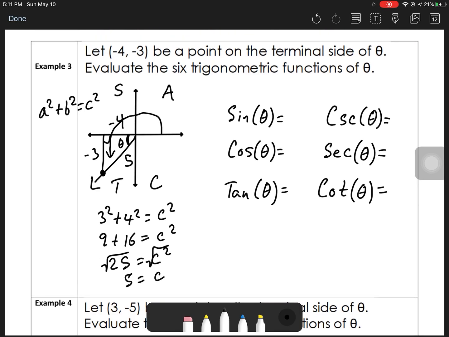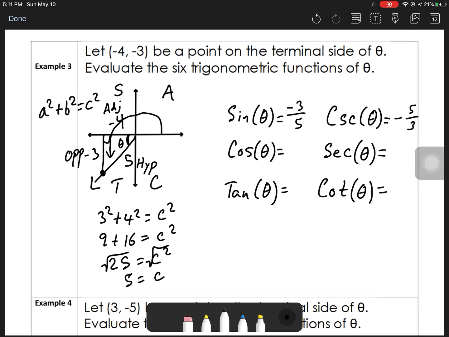So the sine of theta, sine is opposite over hypotenuse. So the opposite side is the negative 3. So this is our opposite. This side here is our hypotenuse. And then this is the adjacent. So we get negative 3 over 5, which is a negative value, which is what we want. And then the cosecant is just the reciprocal. So it would be negative 5 over 3.